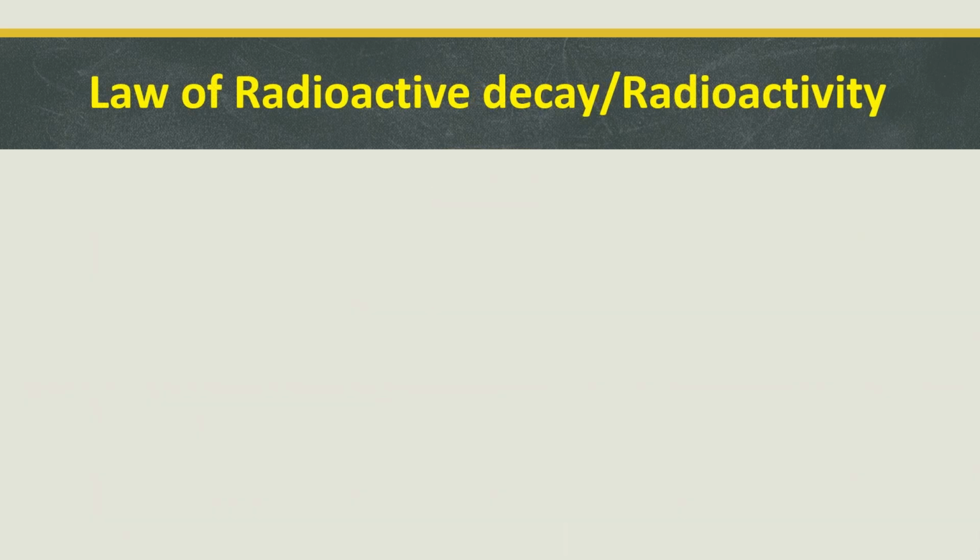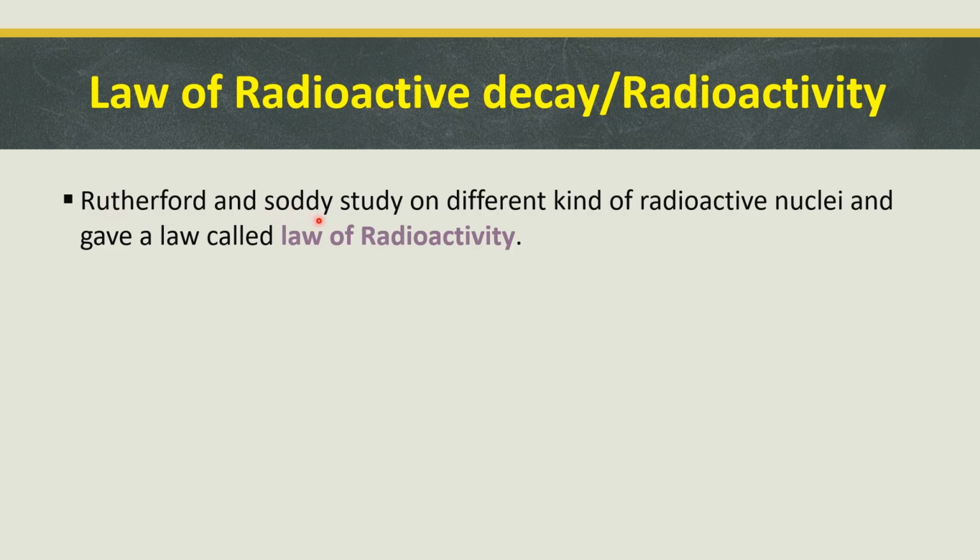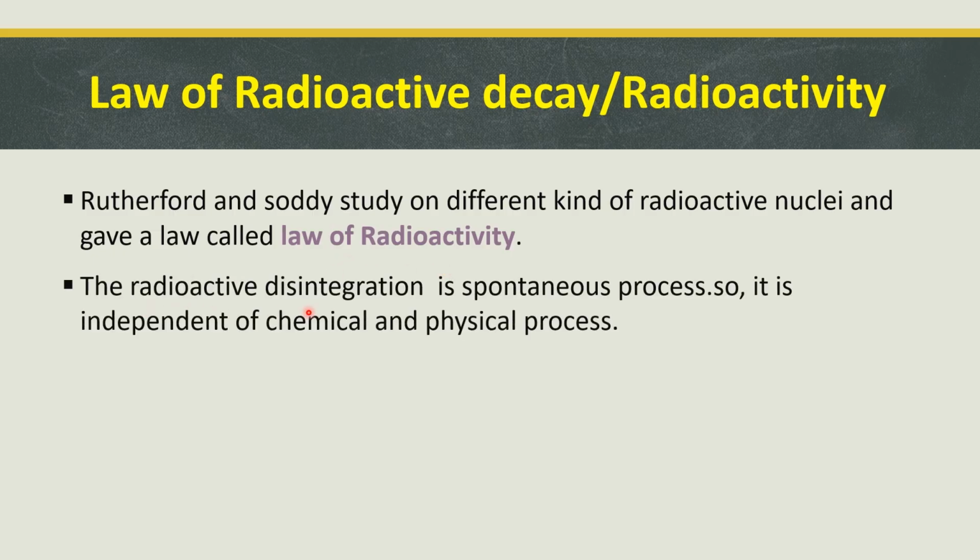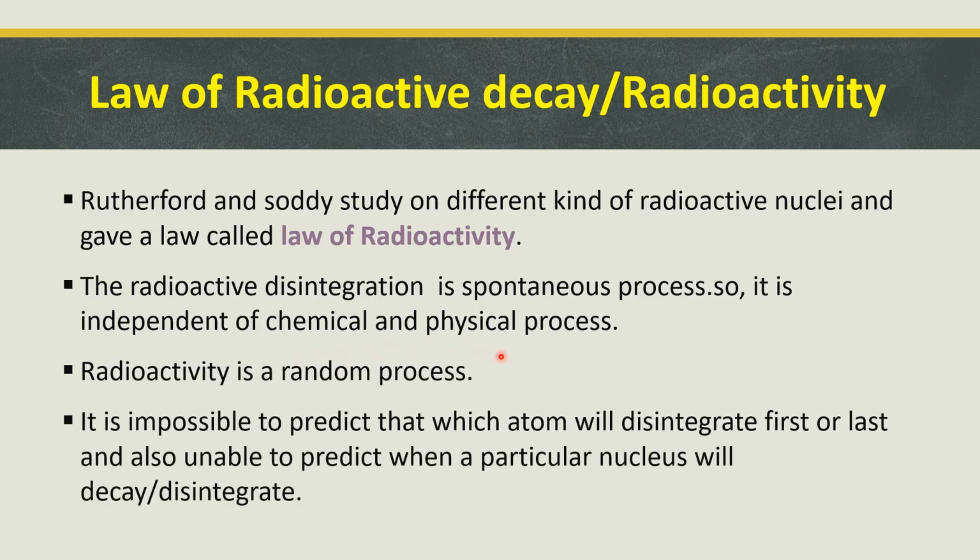Law of radioactive decay, or the law of radioactivity. Rutherford and Soddy studied different kinds of radioactive nuclei and gave a law called the law of radioactivity. Radioactive disintegration is a spontaneous process, so it is independent of chemical and physical processes. Radioactivity is a random process. We can say that it is impossible to predict which atoms will disintegrate first or last, and also impossible to predict when a particular nucleus will decay or disintegrate.